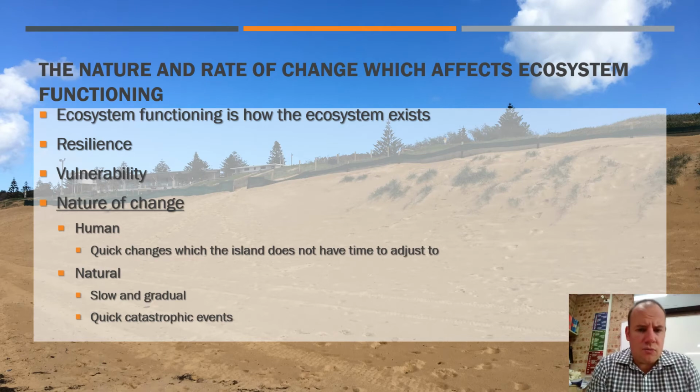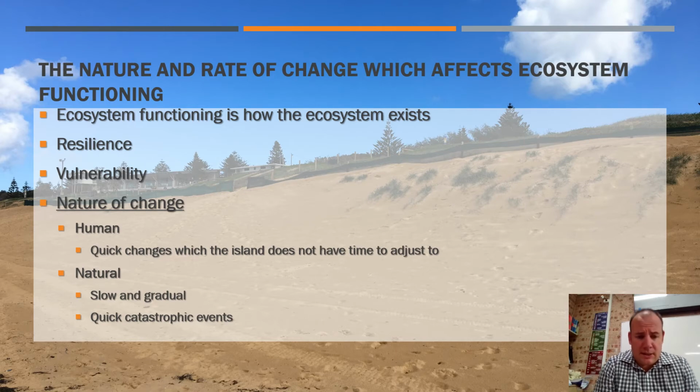Now, the nature and rate of change can affect the ecosystem function. So remember, functioning is basically how an ecosystem exists. So we've got these sand dunes that have been built over a long period of time. A lot of materials come to build up those sand dunes, and they're a home for those different types of plant species. And then animals have come and made habitats out of those. So when we talk about its functioning, we're talking about its resilience and its vulnerability. So how resilient those sand dunes are to change, and how vulnerable they are to change as well.